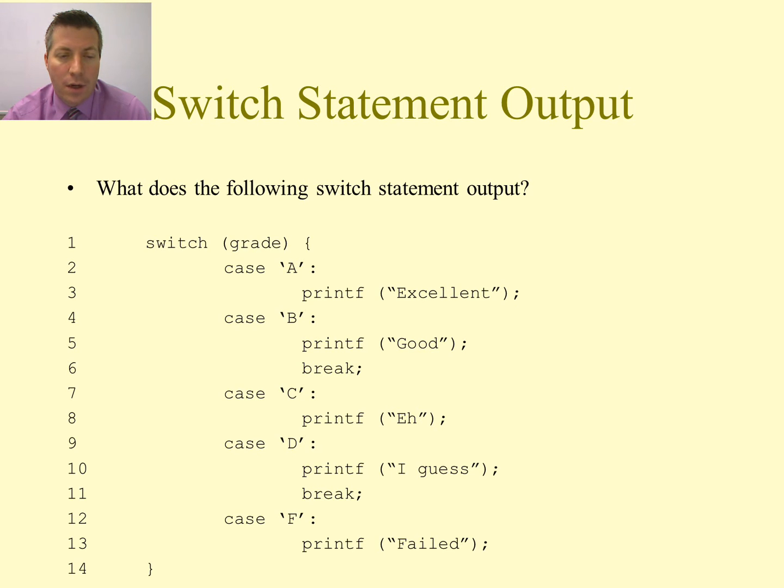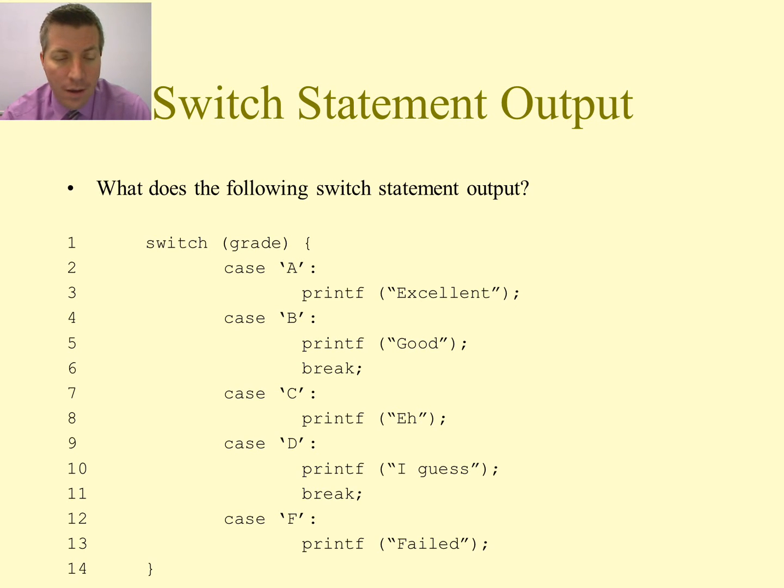So we're going to get into our switch statement on line 1. We're going to check the case A on line 2, and that is not going to match. So we skip over it and we go to line 4, which is case B. That does match. We're going to print out good, and then we are going to break. We are going to break out of the switch statement. We are not going to execute anything else. We're not even going to check cases C, D, and F. We're just going to break out of the switch statement altogether.